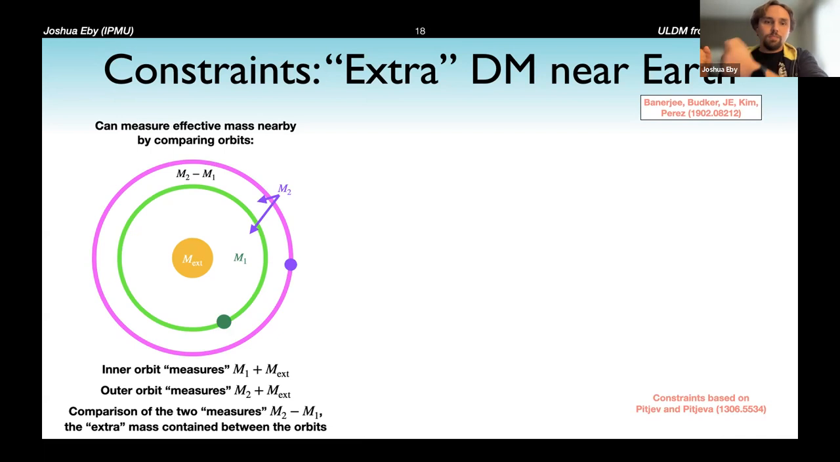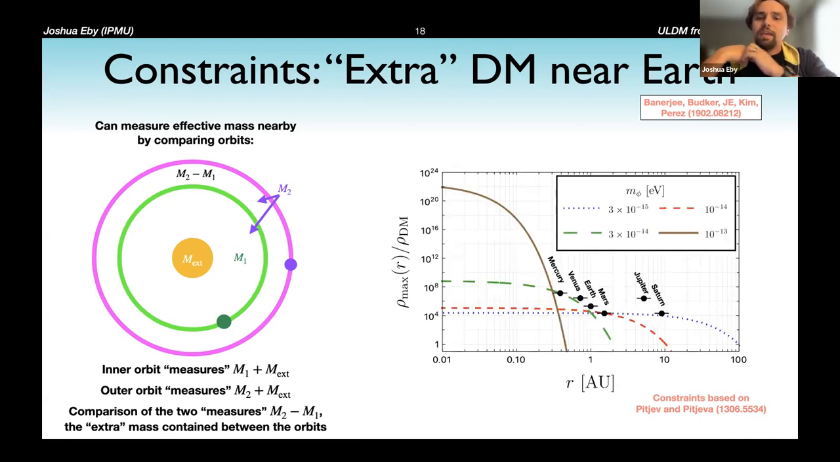For example, in the picture, you can think this is Mercury and Venus, or Venus and Earth, and so on. And in the paper here by Pijev and Pijeva, that is in some simplified sense what they do. What they end up with is a set of constraints corresponding to different approximate differences, distances in the solar system, roughly at the position of these planets. So in this figure, I'm showing the maximum density normalized to the usual 0.3 GeV per centimeter cubed. So this is like the overdensity as a function of radius in the solar system. And you see that the constraints from planetary observations correspond to roughly 10 to the 4 to 10 to the 6 or 7 times the usual local dark matter density.